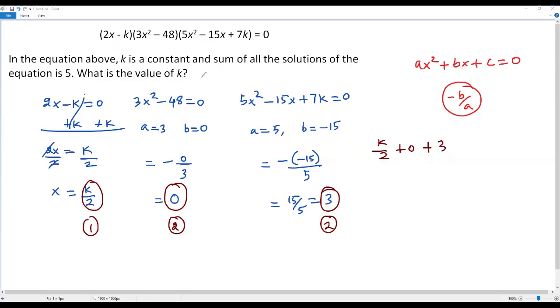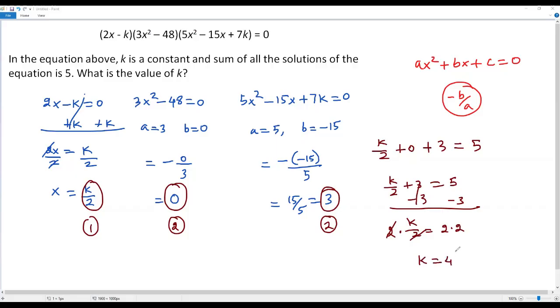According to the information we have, the sum of all the 5 solutions is equal to 5. So we can equate this to 5. Here we have k/2 + 3 = 5, because when I combine this 0 and 3, I'm still getting 3. Now let me subtract 3 from both sides. Positive 3 and negative 3 will cancel. I'm getting k/2 = 5 − 3, which is 2. Now to solve for k, let me multiply both sides by 2. When I multiply both sides by 2, this 2 will cancel out. I'm getting k = 4. Okay, I got the value of k. The value of k is 4.